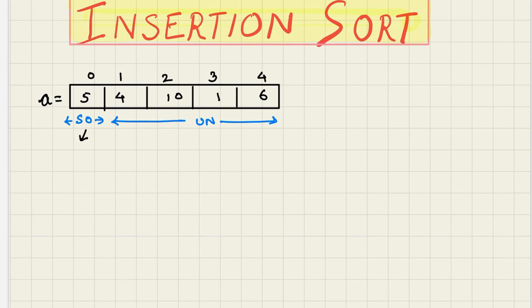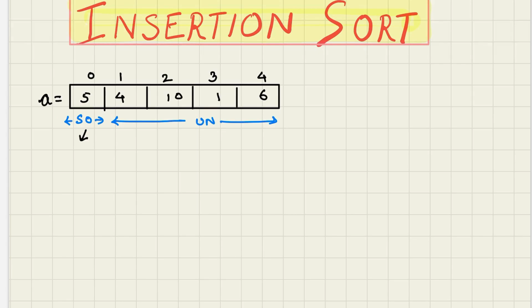Let's try to understand with the help of an example. Let's say I have this array and the first element I'm treating as a sorted array and the rest of the elements as an unsorted array.